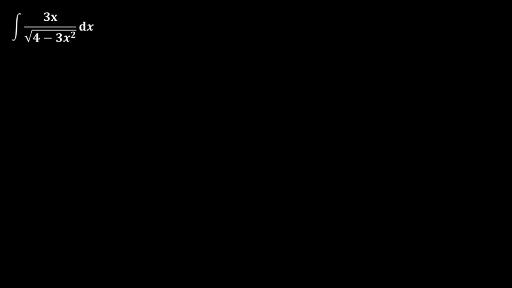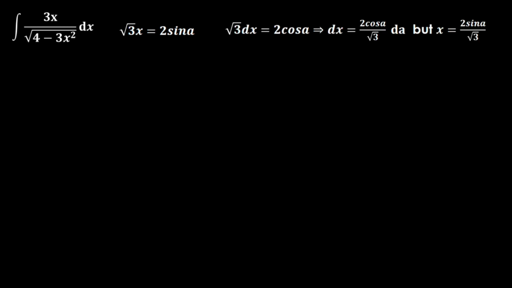Is that amazing? Yeah. Proceeding with this, the integral of 3x all over the square root of 4 minus 3x squared. How are you going to integrate this? We proceed by having the substitution root 3 times x equals 2 sine a. That is the substitution you give in the equation. Differentiating this, we are going to have what? Root 3 dx equals 2 cos a da, which implies dx is equal to that. But x is equal to, you can find x from here, 2 sine a over root 3.